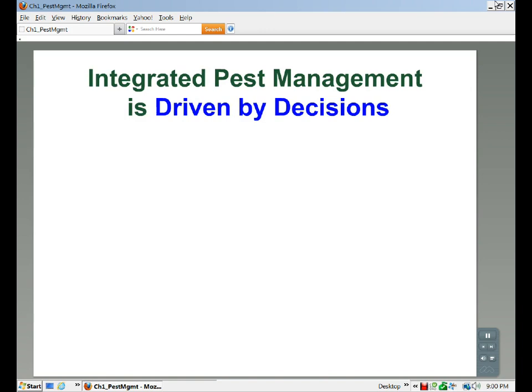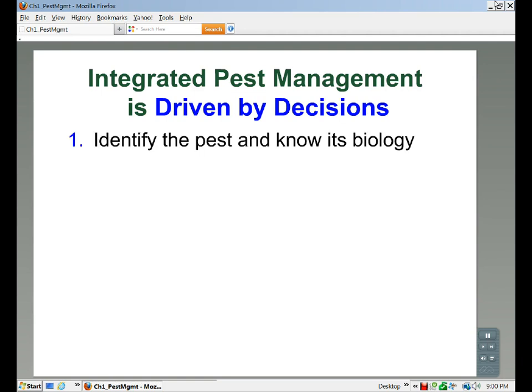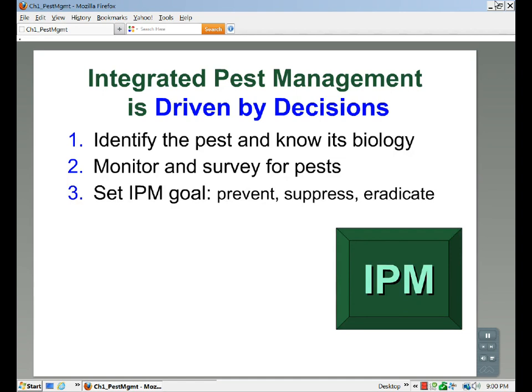Here are the major factors that drive the decision-making within an IPM program. First and always foremost is pest identification and understanding. Once you know what, when, and where about the pest, you can develop a monitoring system using several survey techniques. You need to set your management goal and decide what level of control is acceptable for your situation. A golf green will have a different goal than a fairway.